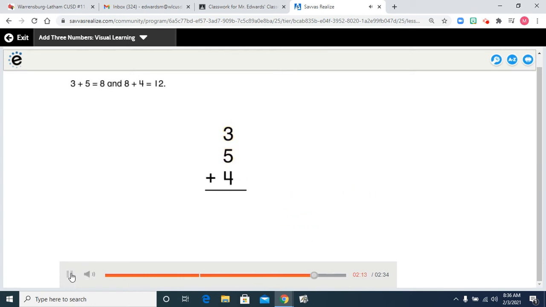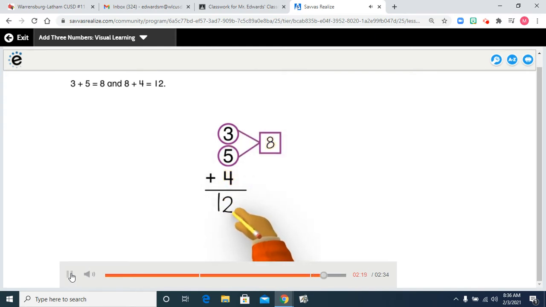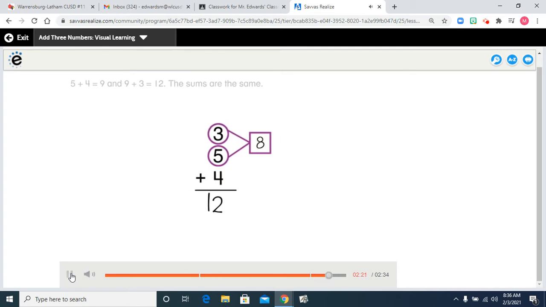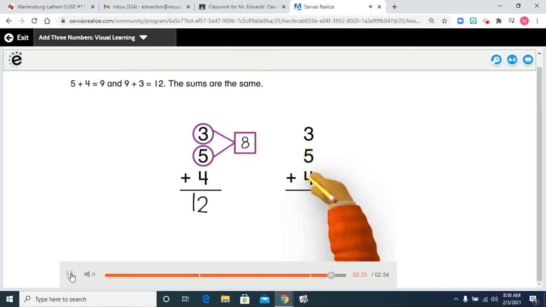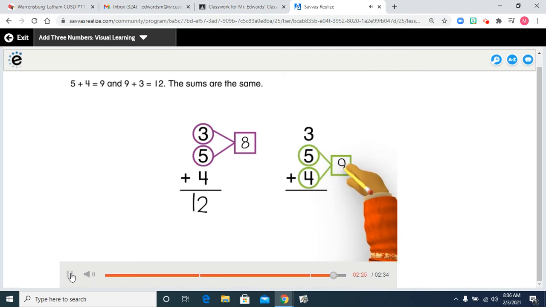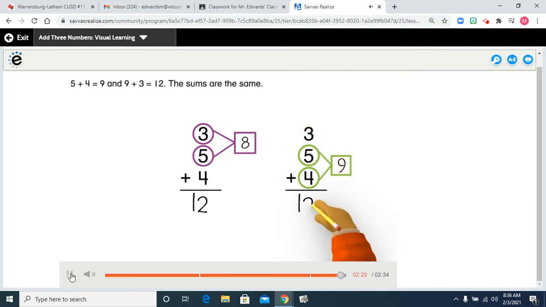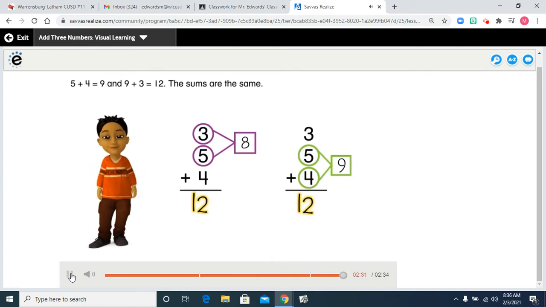Three plus 5 is equal to 8. And 8 plus 4 is equal to 12. 5 plus 4 is equal to 9. And 9 plus 3 is equal to 12. The sums are the same. Okay, so today we'll be adding 3 numbers.